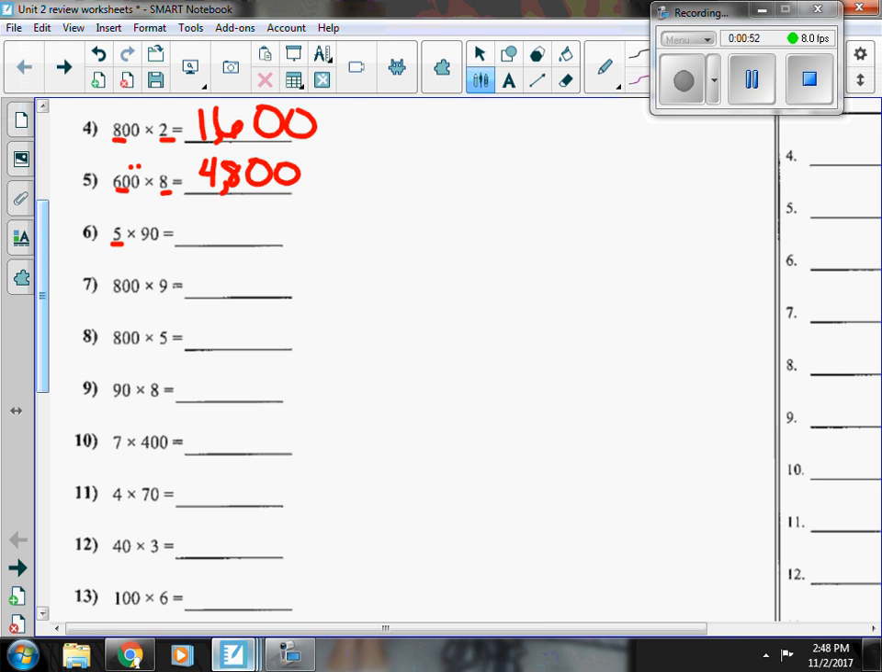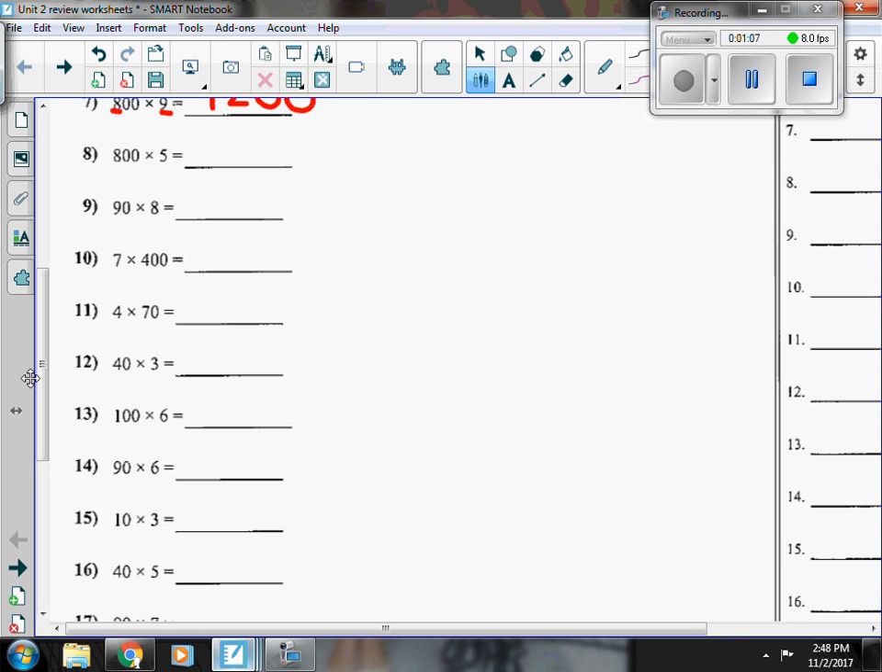Number six, 5 times 9 is 45, 10. Number seven, 8 times 9 is 72, 2 zeros. Number eight, 8 times 5 is 40, and then 2 zeros, so then I need 2 more zeros. So that one will have 3 zeros, because 40 has its own.